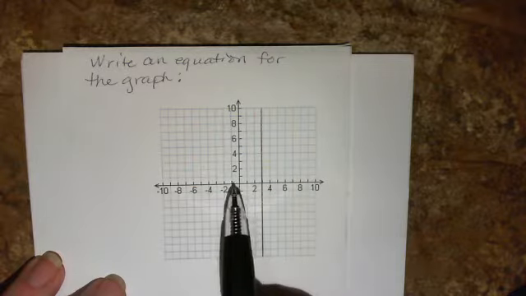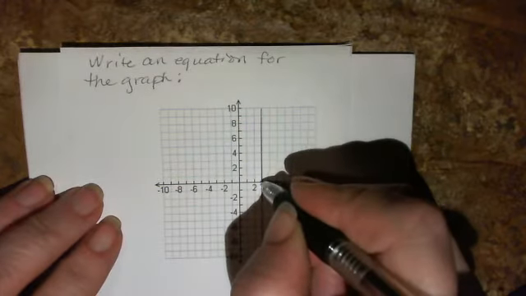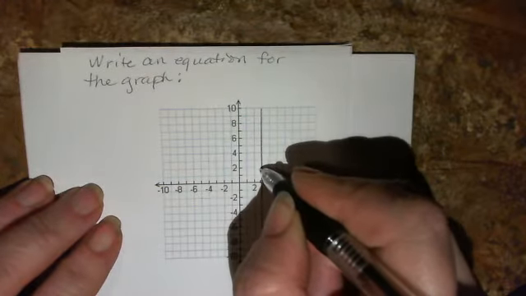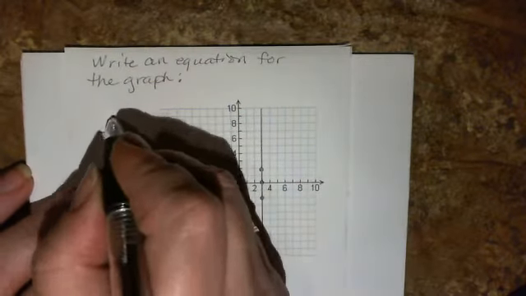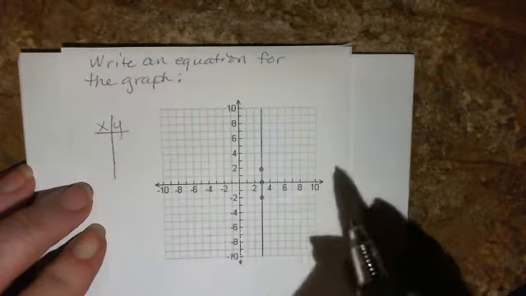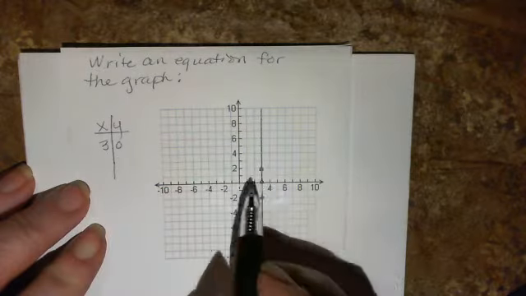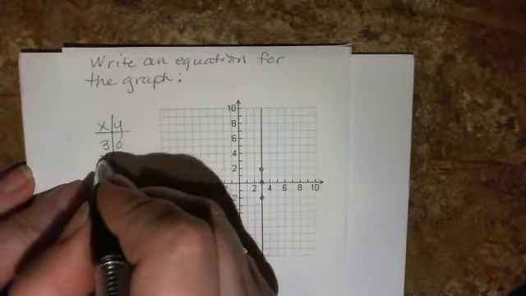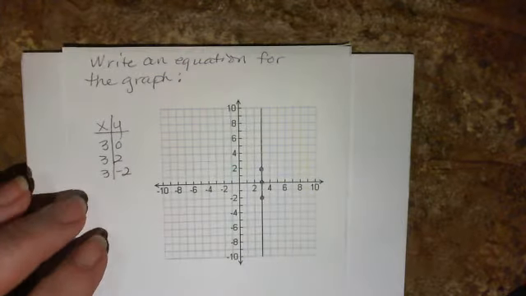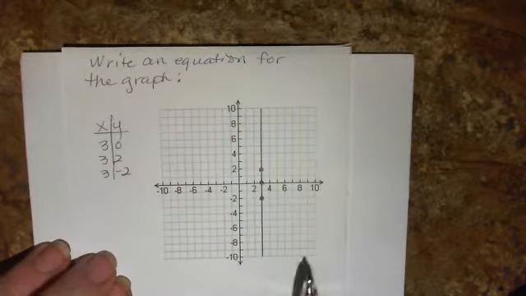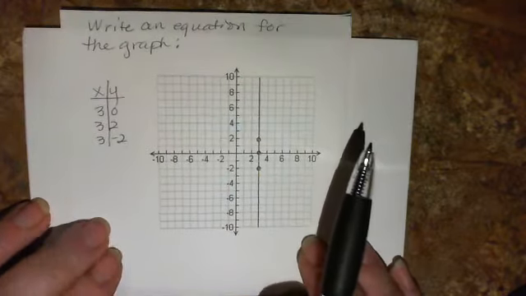Well, what we notice is for all points, we could pick a few points. Let's pick the x-intercept and then maybe one above it and one below it, and just in a table of values, let's say we notice that this point is (3, 0), and this point is (3, 2), and this point is (3, -2). So that should be enough to jog our memory that the equation of a vertical line looks different than slope-intercept form.